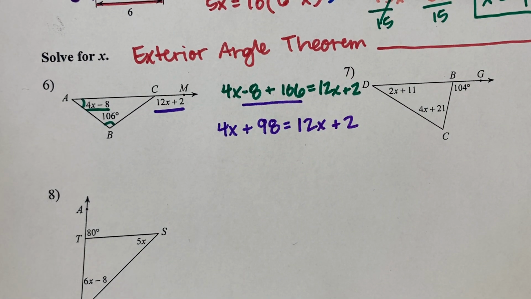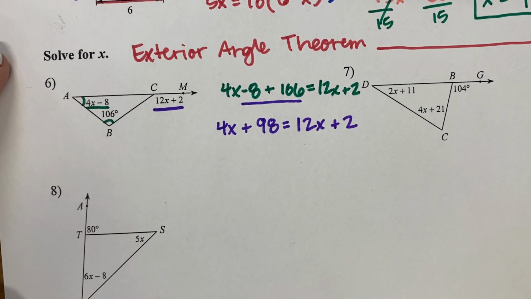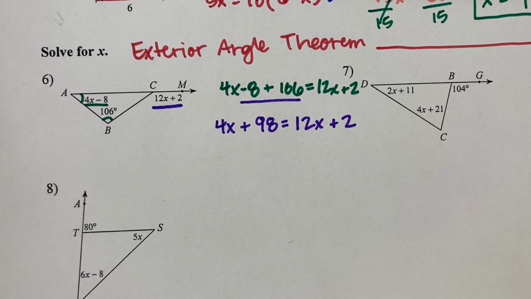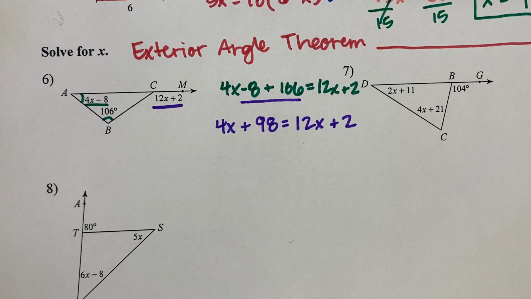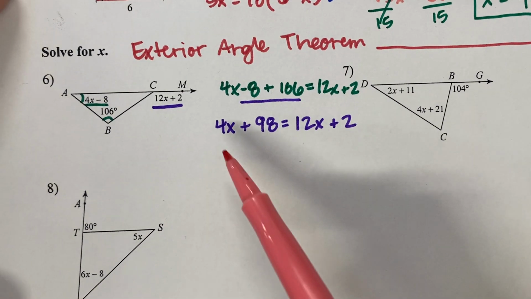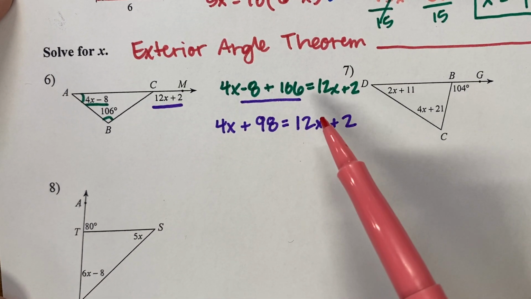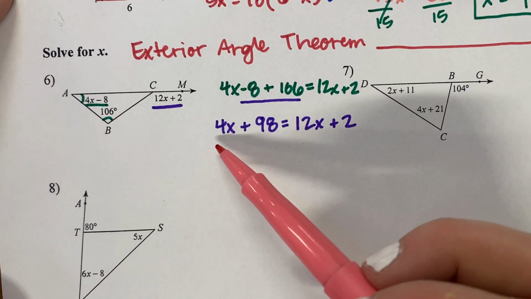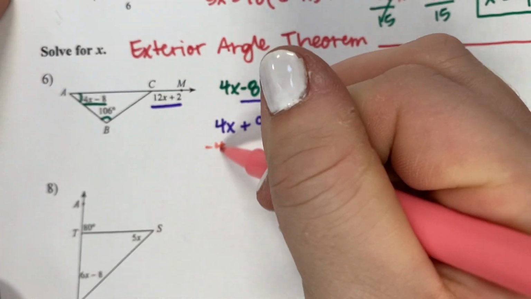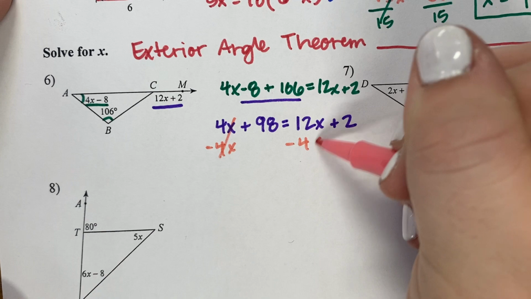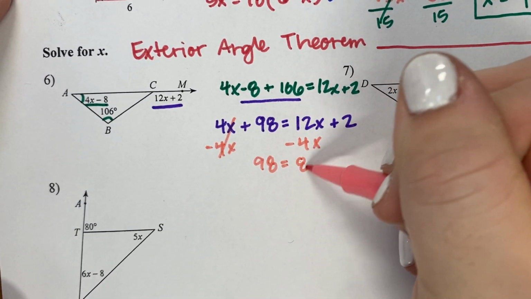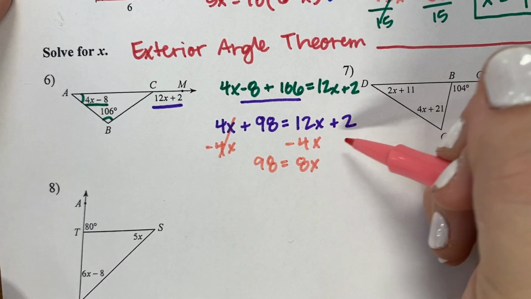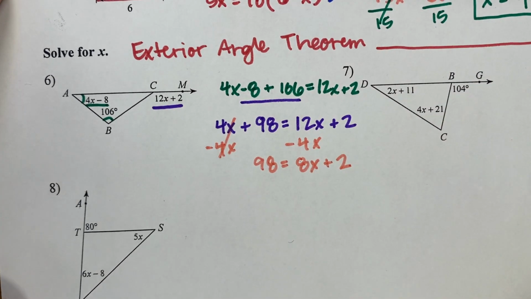Okay, now I can just solve for x. In order to solve for x, I need all my x's on one side. So I want to move the smaller one. Out of 4 and 12, 4 is smaller, so let's do the opposite of positive 4x. Negative 4x. So I get 98 is equal to 8x, because 12x minus 4, plus 2.